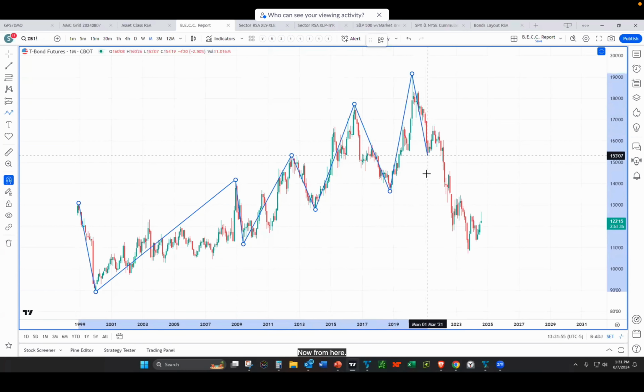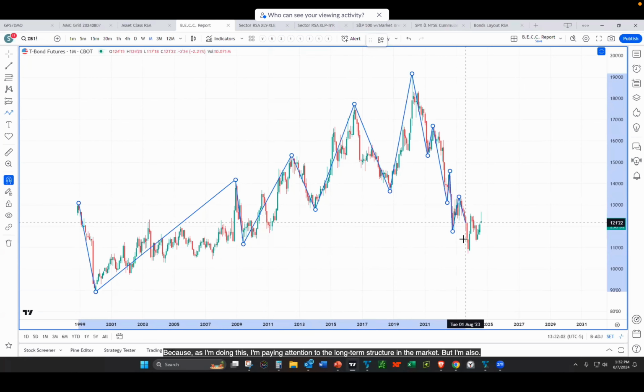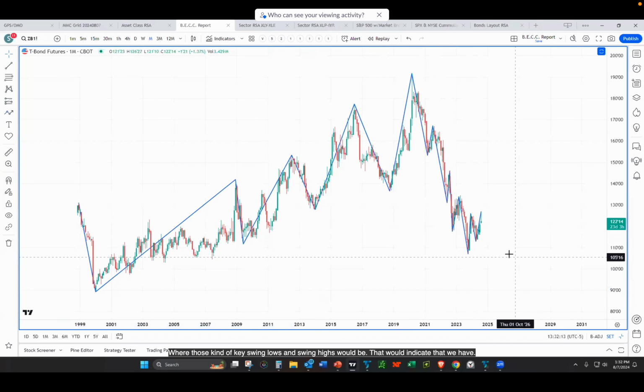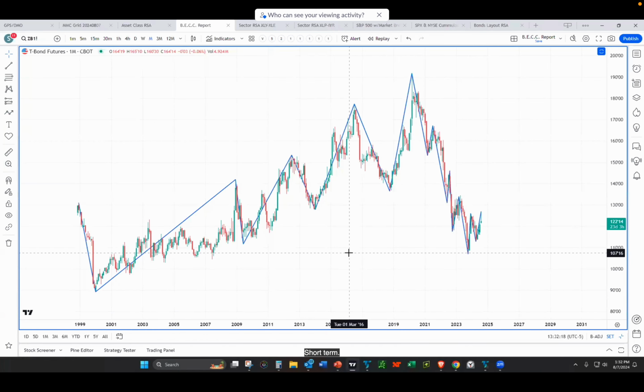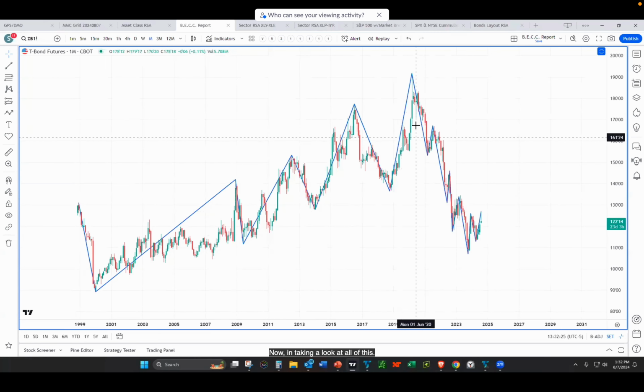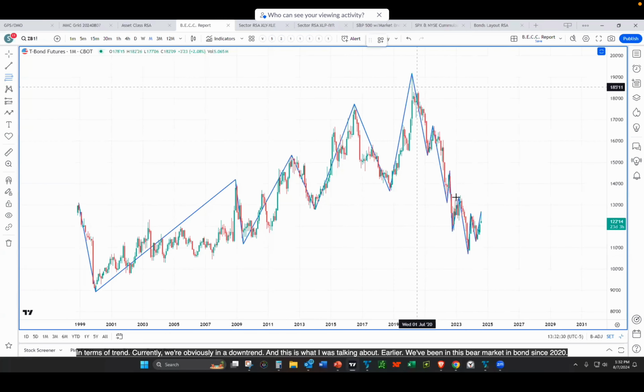Now from here, I'm going to focus on each of the shorter term swings, because as I'm doing this, I'm paying attention to the long-term structure in the market, but as I get closer to where we are, I also want to pay attention to the intermediate to short-term structure to see where those key swing lows and swing highs would be. That would indicate a short-term reversal taking place, that we could be moving from an impulse to a corrective phase.